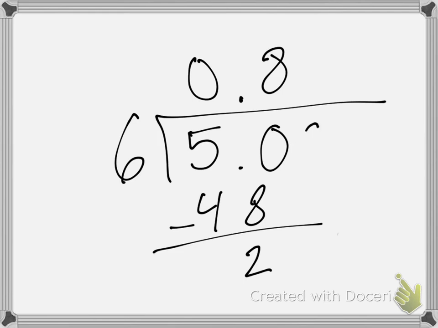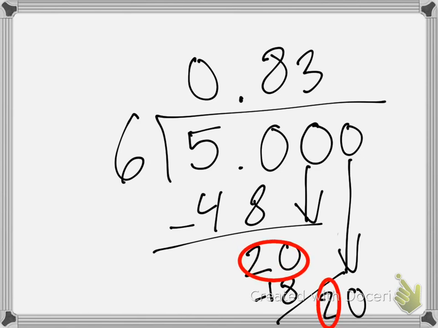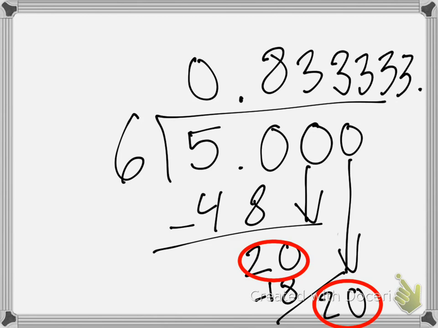2. So then we bring down our next 0. 20. How many times does 6 go into 20, Ani? 3 times. That's 18. We subtract. What do we get? 2. We bring down our 0. Hey, look at that. That's another 20. We have a 20 here. How many times did it go into 20 before? 3. And guess what? It's going to keep repeating. We're going to keep getting 3, 3, 3 forever and ever.